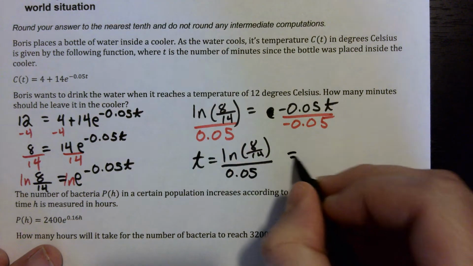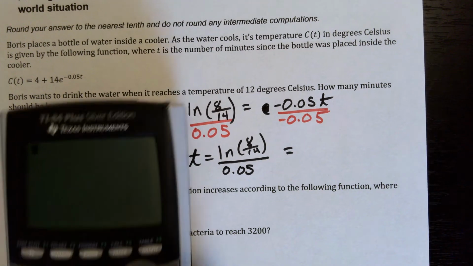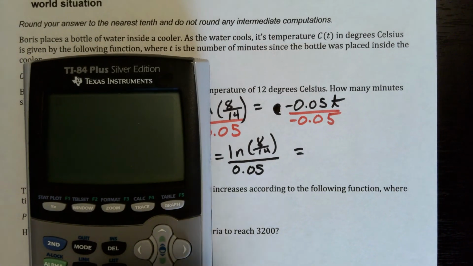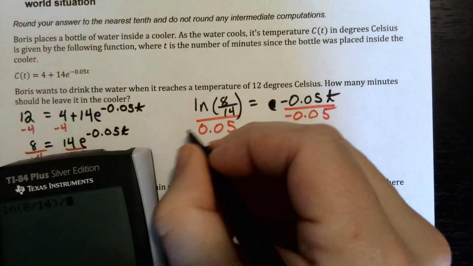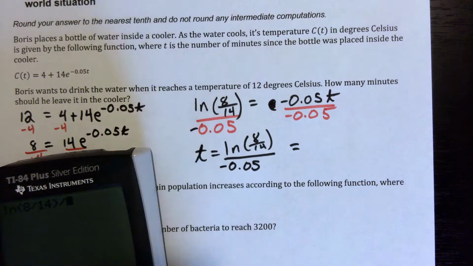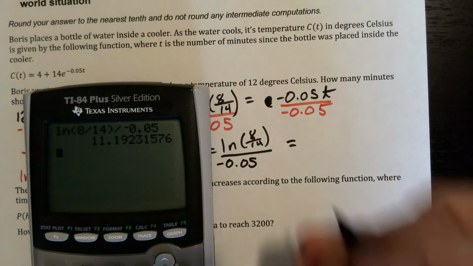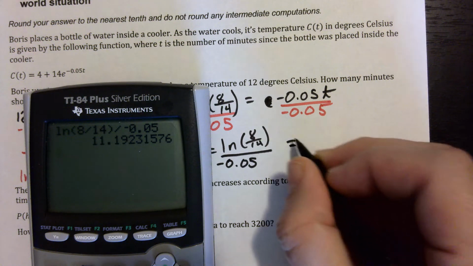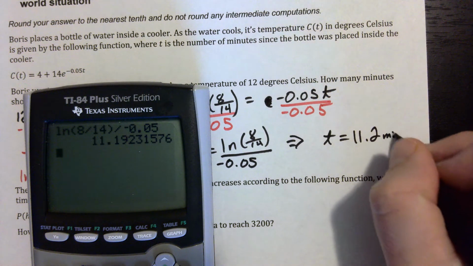Okay, and it does say put it as the nearest tenth. So that means they want us to type it into the calculator, which we will. Ln of 8 over 14 divided by, I think I forgot the negative there, didn't I? Divided by negative 0.05. Okay, so it's 11.19, or t is equal to 11.2 minutes.